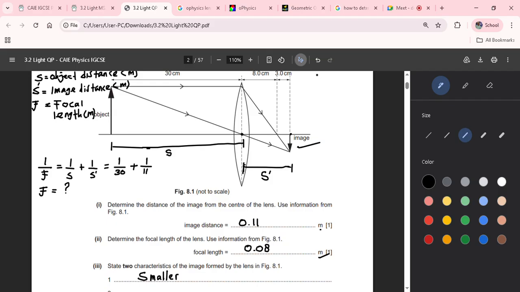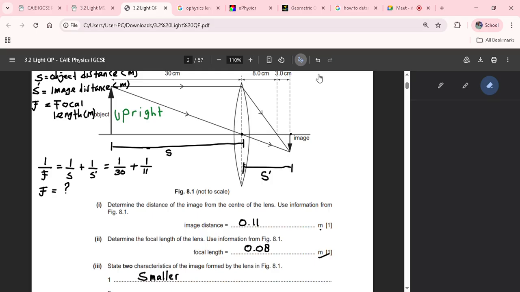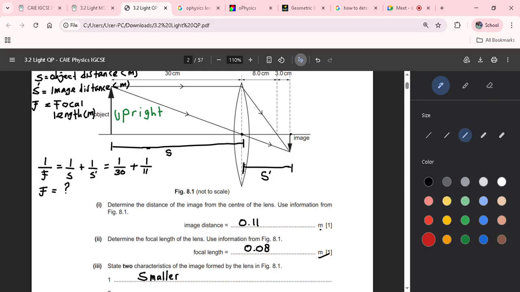It's all there. This object is upright, right? Upright. But the image is in what? We call it inverted. Inverted. So smaller than the object, and then inverted. What else?